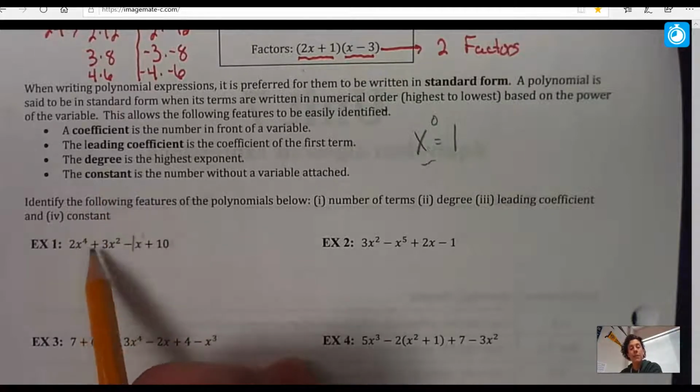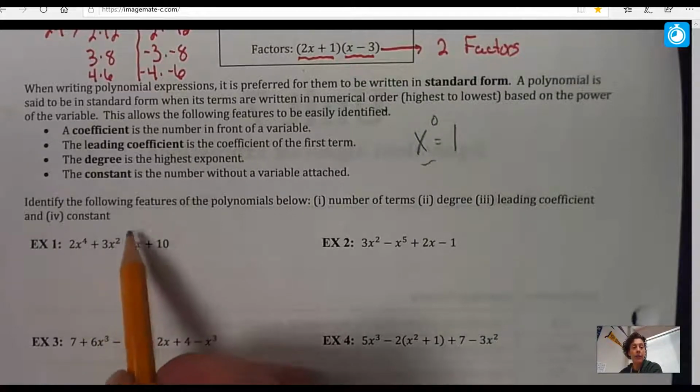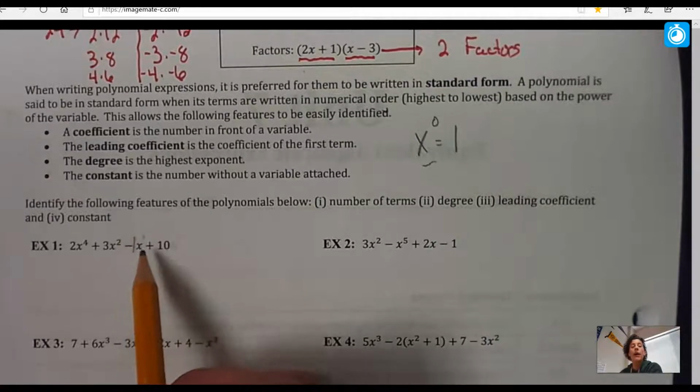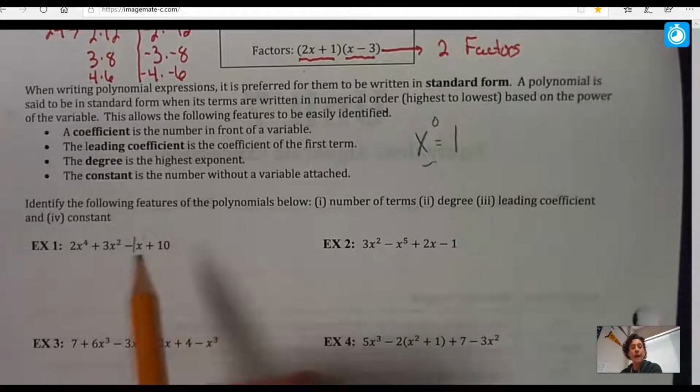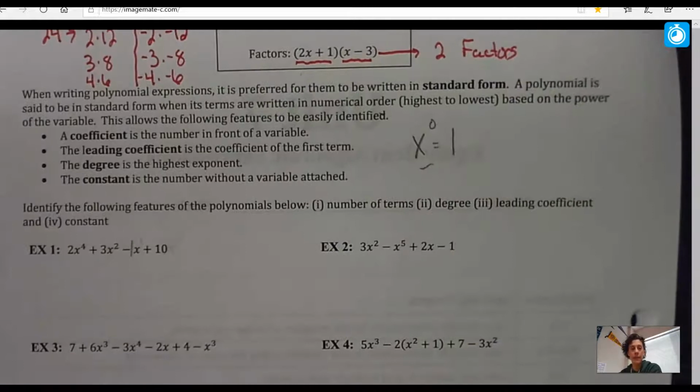Because as I start to pick different numbers for x and put them in there, this term can become a different value based on what I make x become. So if I make x 3, then this term is now minus 3. If I make x 7, then this term is minus 7. But this term is always constantly going to be worth 10. Nothing's ever going to change this term's value. So that's why it's called a constant.